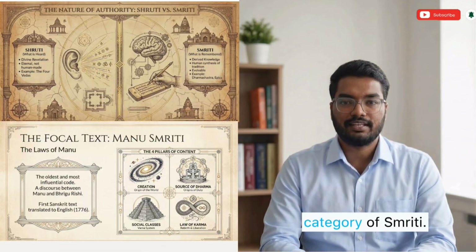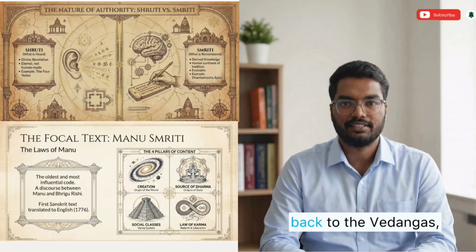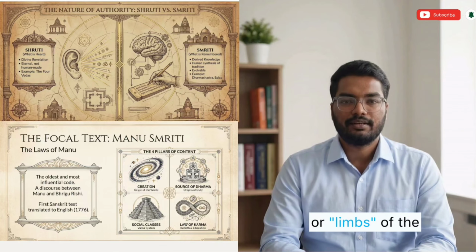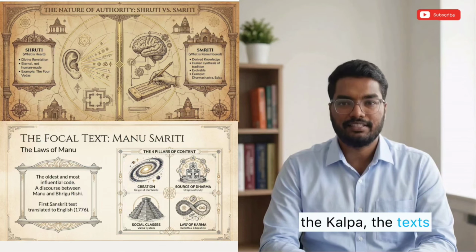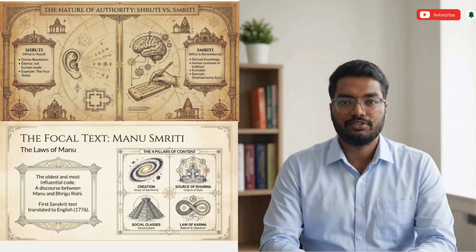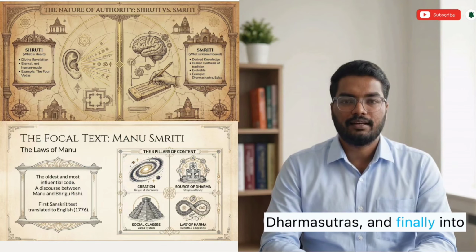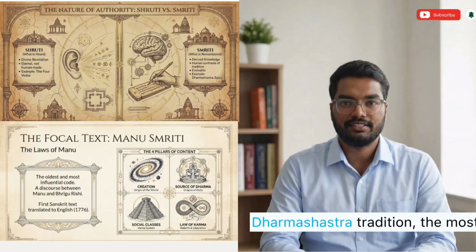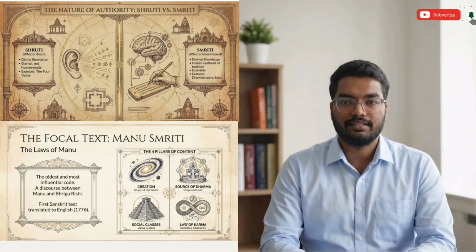Dharmashastra falls under the category of Smriti. Its exact origins trace back to the Vedangas, which are supplementary texts or limbs of the Vedas. Specifically, it developed from the Kalpa, the texts detailing rituals and procedures, which eventually evolved into Dharmasutras and finally into Dharmashastras. While there are over 100 books in the Dharmashastra tradition, the most famous and oldest is the Manu Smriti.